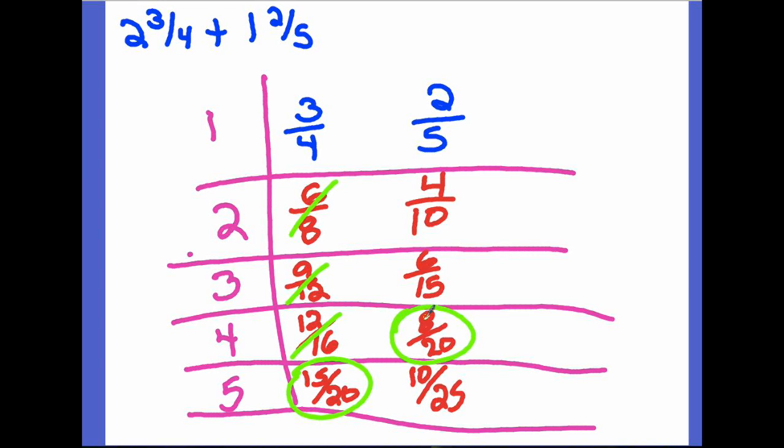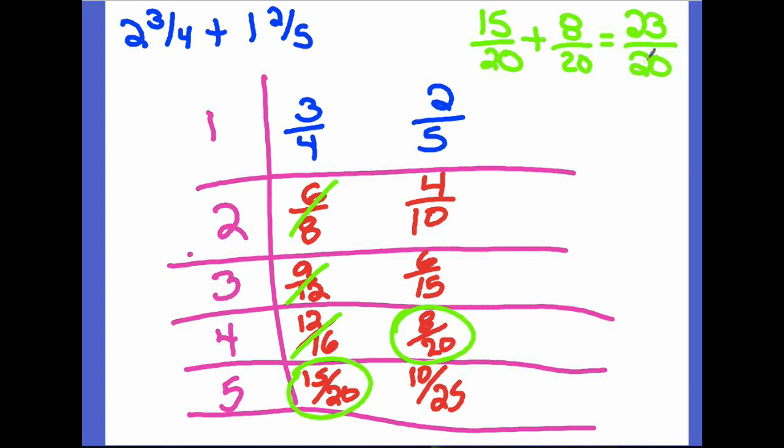So in this problem, we're adding 3/4 plus 2/5. That's the same as adding what? What would 3/4 plus 2/5 be the same as also adding? And 15 plus 8 equals, and then that stays 20.